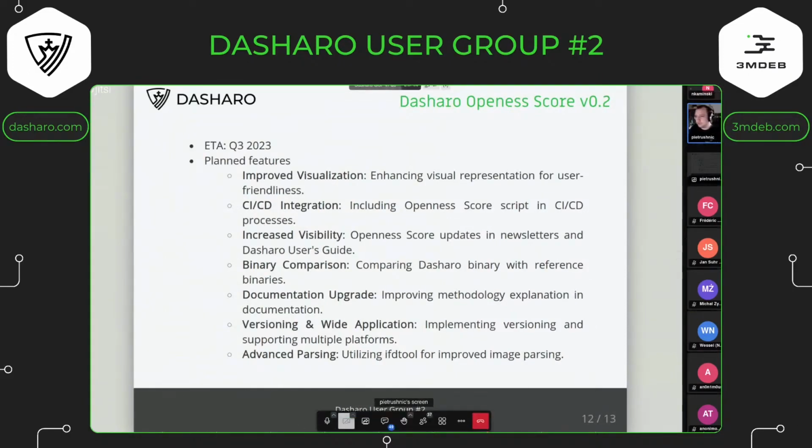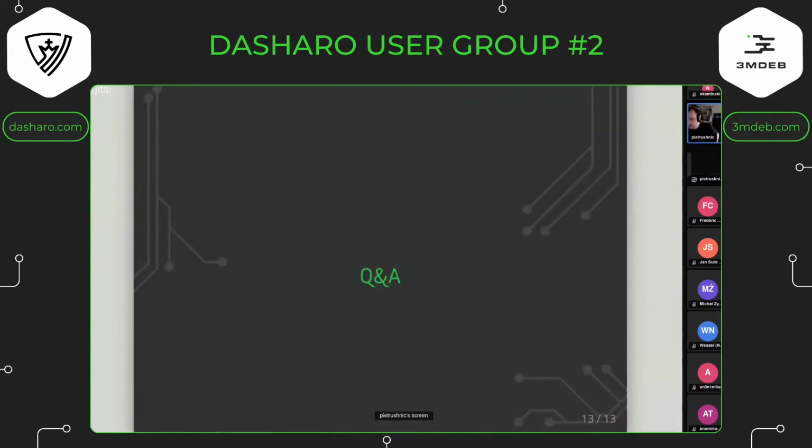Yeah, so versioning, of course. Yeah, sure, I'm finishing. That's essentially the last slide. Yeah, and more parsing, which is important to better understand the components of the firmware. And that's essentially it about the openness score. And I guess we can switch to Wessel.